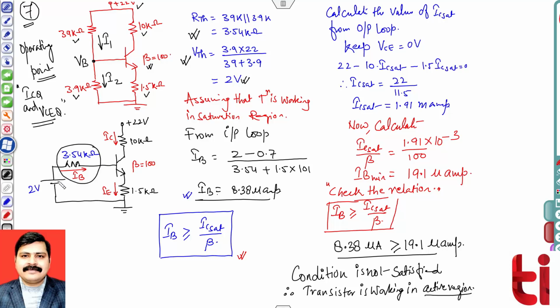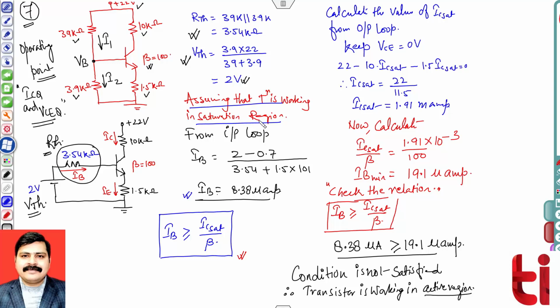Okay, this is my RTH and this is my VTH. The remaining part is same. VCC 22, load resistance 10 kilo ohm, feedback resistance 1.5 kilo. Okay, let me check whether this circuit is working in active region or saturation region in exact analysis also. So here I have assumed that my transistor is working in saturation region.